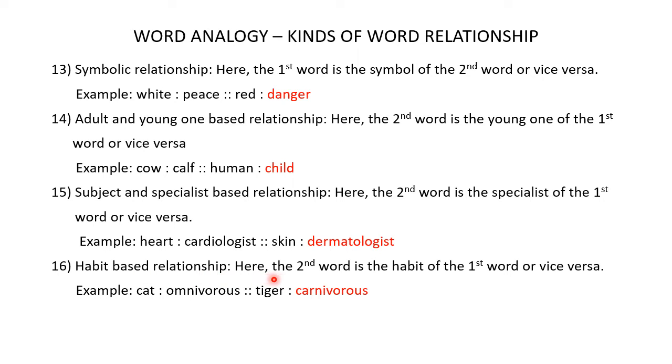Habit-based relationship. Here, the second word is the habit of the first word, or vice versa. For example, a cat eats food of both plant and animal origin. So, a cat is omnivorous. A tiger eats other animals. So, a tiger is carnivorous. Cat is omnivorous in its food habit. Similarly, a tiger is carnivorous in its food habits.